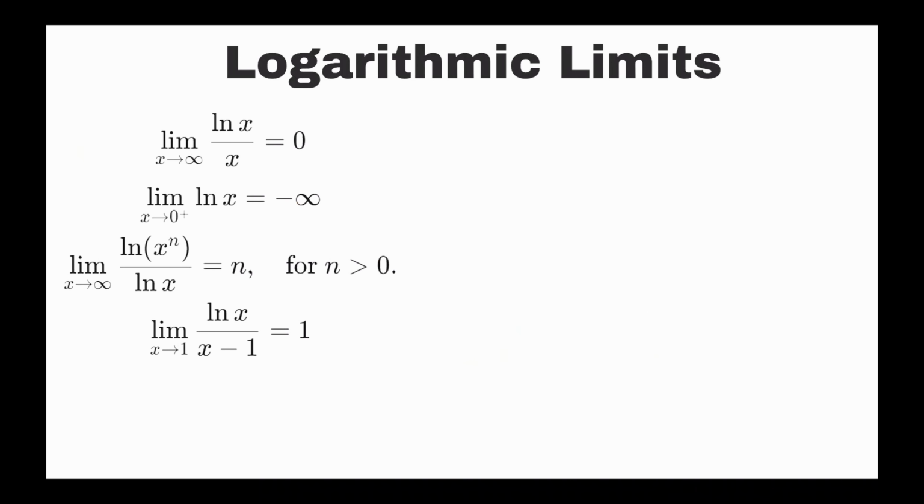Now a few logarithmic limits as well. Let's say x is tending to infinity, we have ln x by x, it would become 0. Limit x tending to 0, ln x, this becomes minus infinity. Limit x tending to infinity, ln of x to the power n upon ln x, this would become n simply. Limit x tending to 1, ln x upon x minus 1, this would become 1. So simply few results that you need to remember.